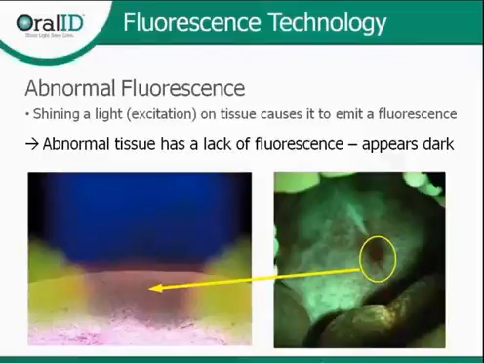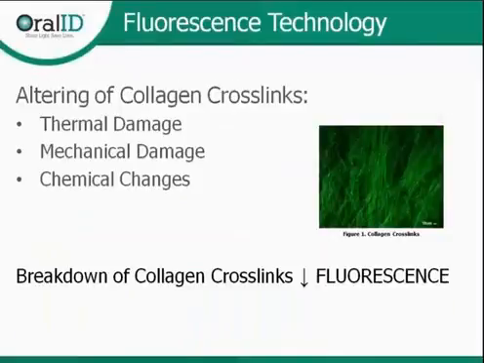But what causes a true lack of fluorescence is an alteration in the collagen cross-links. This could be from thermal damage, so burns, pizza burns, soup burns, mechanical damage, and so that could be cheek biting or toothbrush abrasion, or chemical changes. Chemical changes could be acid erosion. It could be use of drugs or chemicals, the irritations that could cause. We also have a patient that had acid erosion from acid reflux. And so there's a lot of stuff that will look dark under your light. Again, doesn't necessarily mean it's cancer, but it's just tipping us off to something's there.